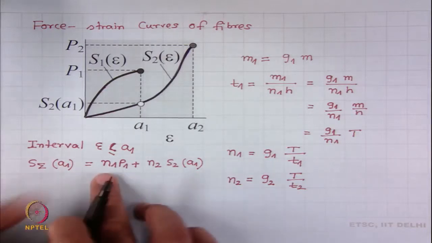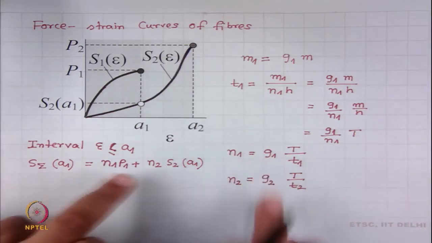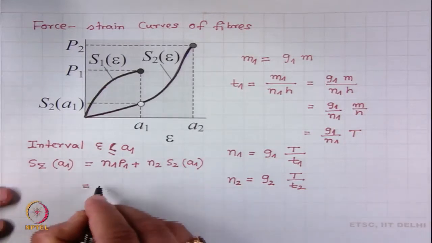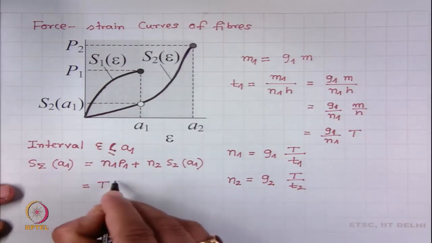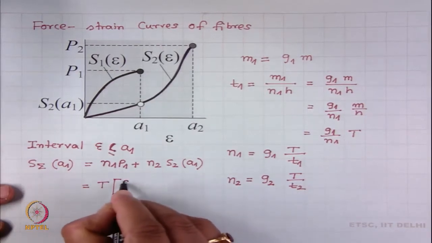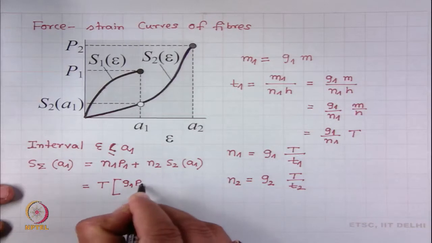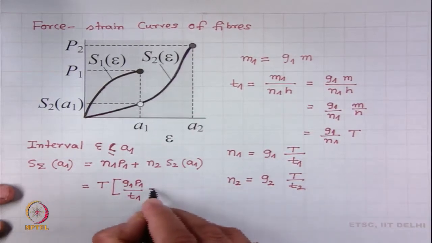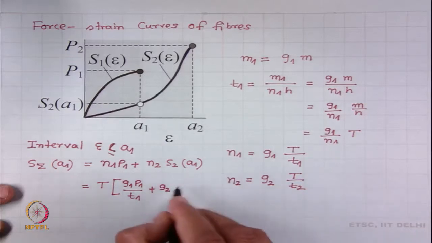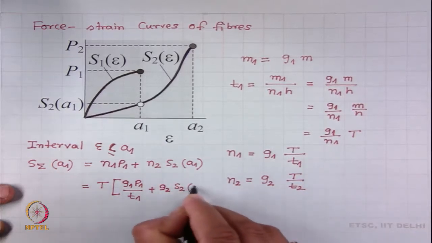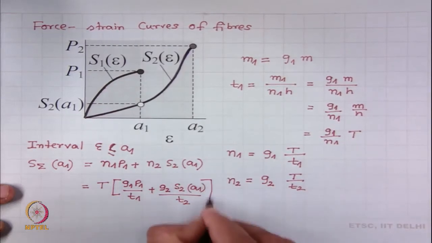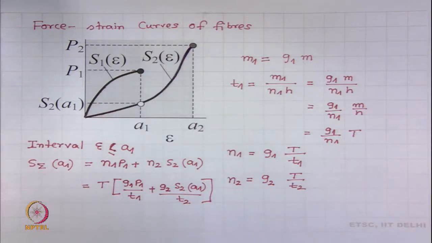If we substitute N1 from here and N2 from here, what we will see is G1 P1 by t1 plus G2 S2 A1 by t2. So, this is how it can be calculated.